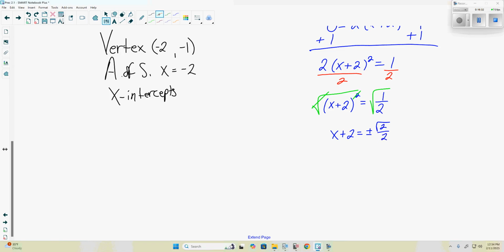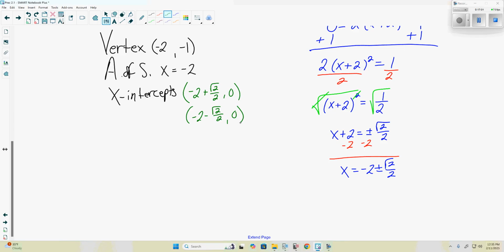And lastly, we're going to subtract 2 from both sides, telling us that our solutions for this here is that x is equal to negative 2 plus or minus the square root of 2 over 2. Which means our x-intercepts are negative 2 plus square root of 2 over 2 comma 0, and negative 2 minus the square root of 2 over 2 comma 0.